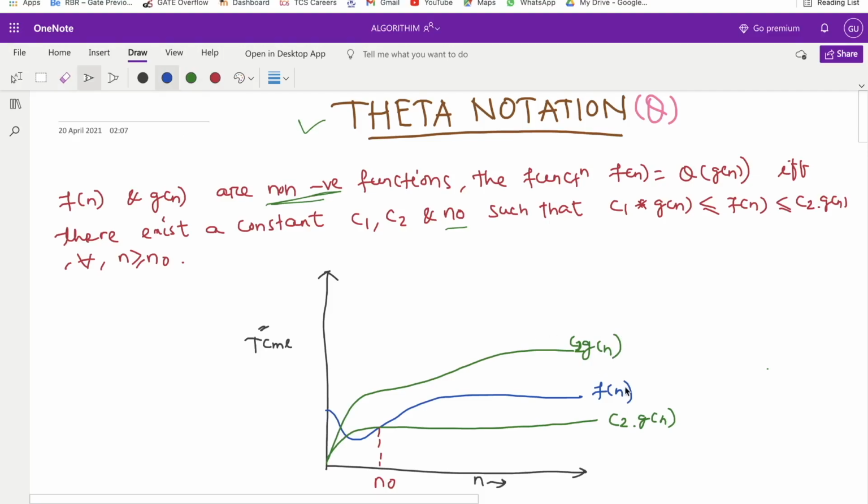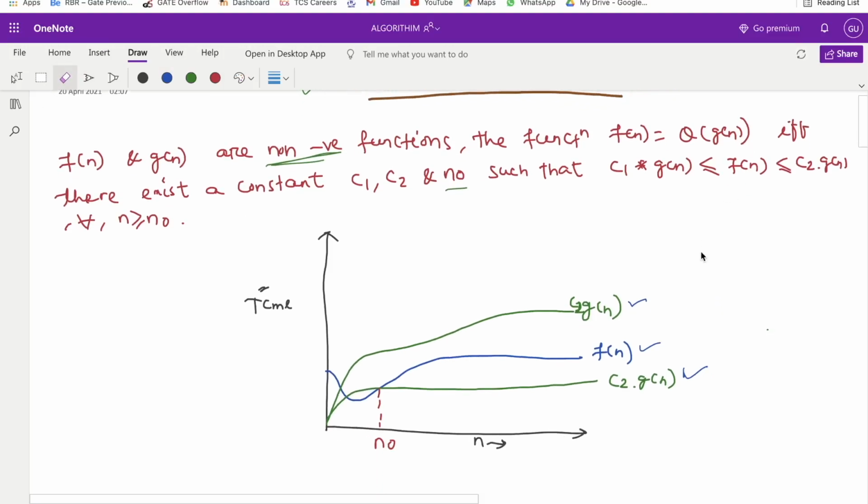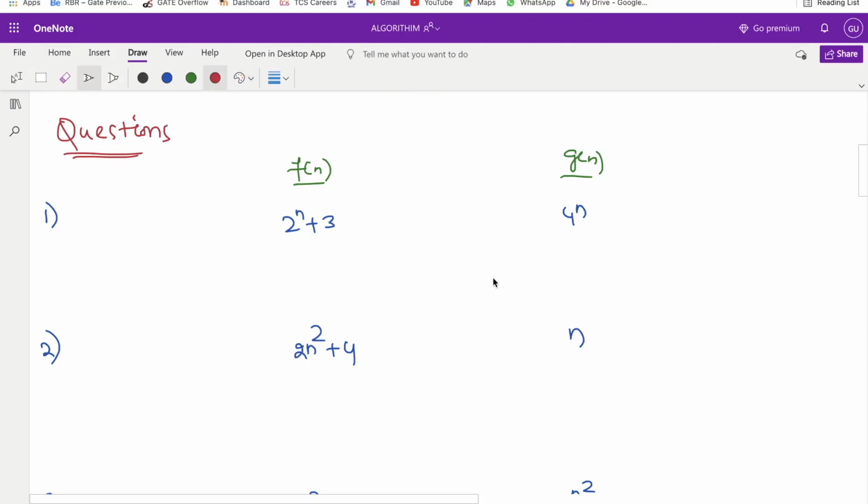You can see here f(n), c1 times g(n) and c2 times g(n). So f(n) is lying between them. This graph represents that f(n) and g(n) are asymptotically equal. This is what we can conclude from this graph and this definition. Let's go for some questions.